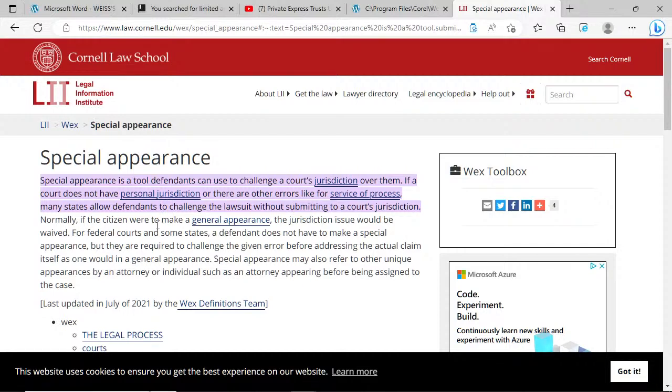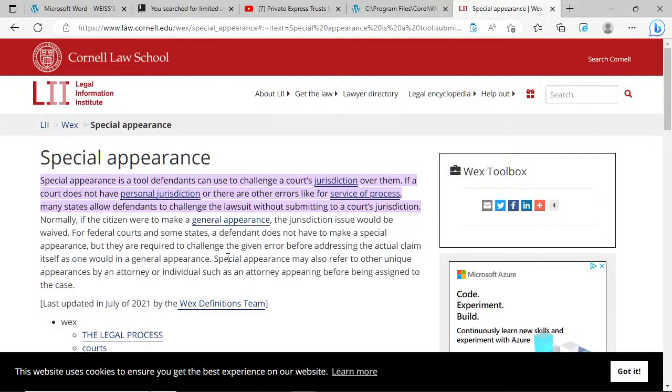Normally, if the citizen were to make a general appearance, the jurisdiction issue would be waived for personal jurisdiction. For federal courts in some states, a defendant does not have to make a special appearance. They are required to challenge a given error before addressing the actual claim itself as one would in a general appearance. Special appearance may also refer to other unique appearances by an attorney or individual, such as an attorney appearing before being assigned to the case.